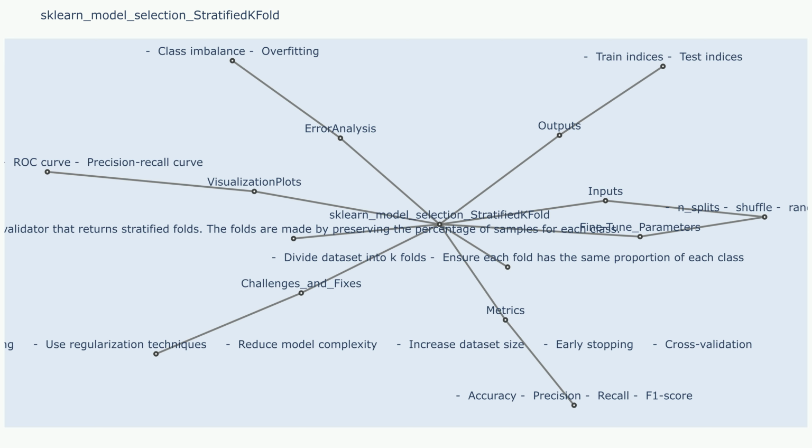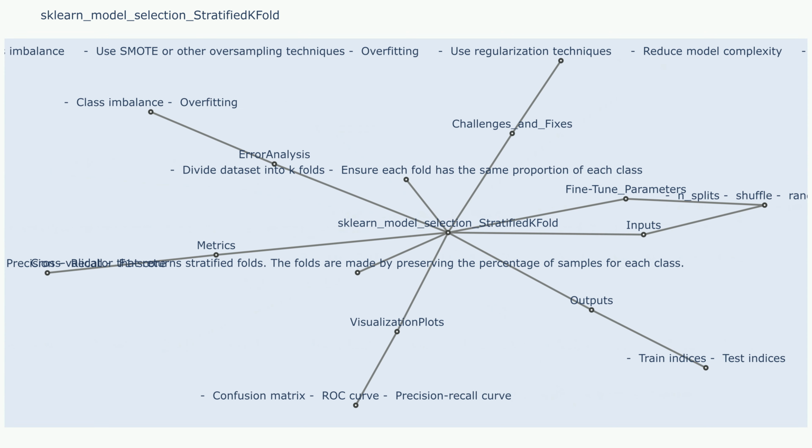sklearn, model selection, stratified K-fold. Description: a cross-validation object that returns stratified folds. The folds are made by preserving the percentage of samples for each class.